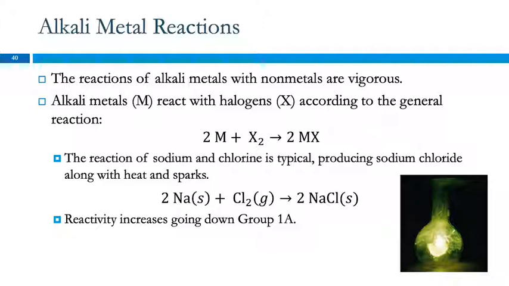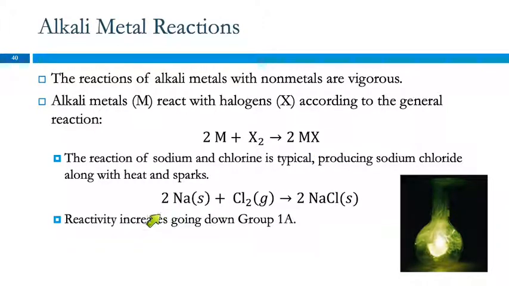Okay, alkali metals, very, very reactive, not found in nature as uncombined elements. They react very vigorously with nonmetals. So we're going to learn about their reaction with halogens. Alkali metals, and here we're using an M to stand in for any of the alkali metals, could be lithium, potassium, whatever. And the halogens, and we're using X to represent a halogen, those are fluorine, chlorine, bromine, iodine. So those would react according to this pattern.